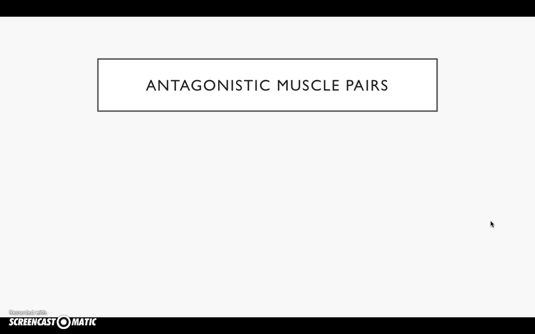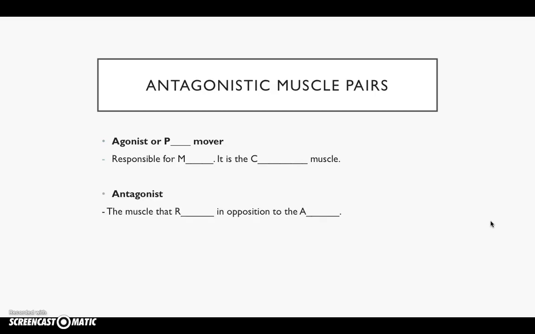Antagonistic muscle pairs. This is when we're going to be going on about agonist, antagonist. Remember that when our muscle contracts, it exerts a pulling force on the bones to which it is attached, causing them to move together around the joint. So muscles basically work in pairs, antagonistic muscle pairs. So agonist, or something responsible for something, it is the something muscle. Antagonist, the muscle that's something in opposition to the something.